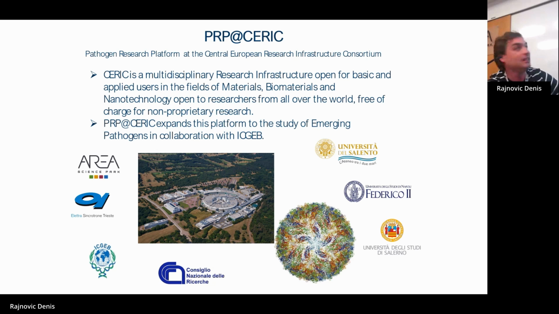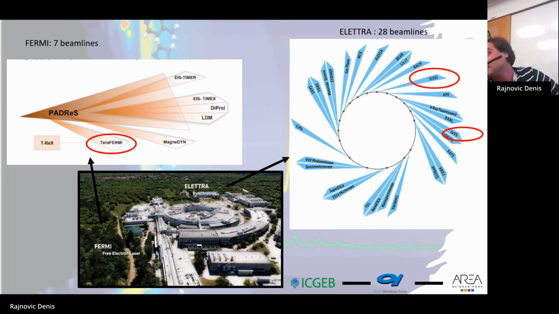Both ICGB and the synchrotron are part of a bigger consortium, a pathogen research platform named PRP-CERIC, which is dedicated to the study of emerging pathogens. Myself, I work and collaborate in 3 different beamlines at Elettra, where we exploit the use of terahertz, infrared, and UV, which is the topic of today's presentation, deep UV Raman spectroscopy.